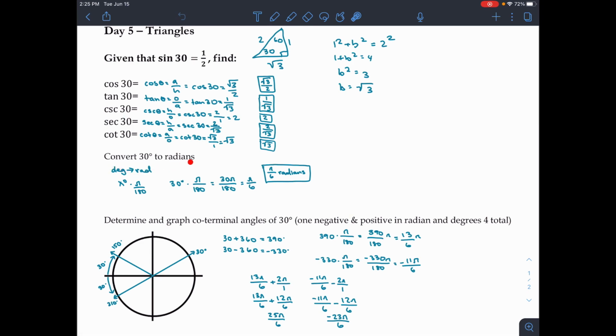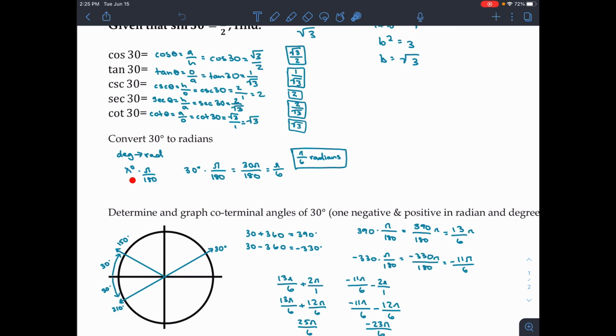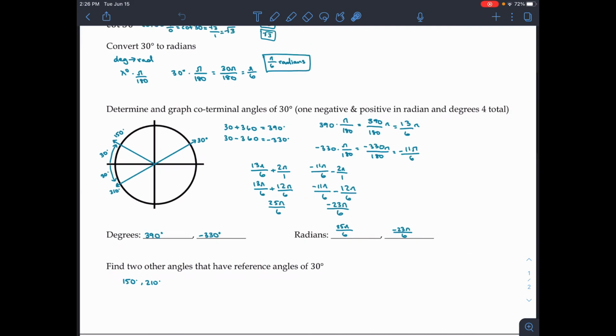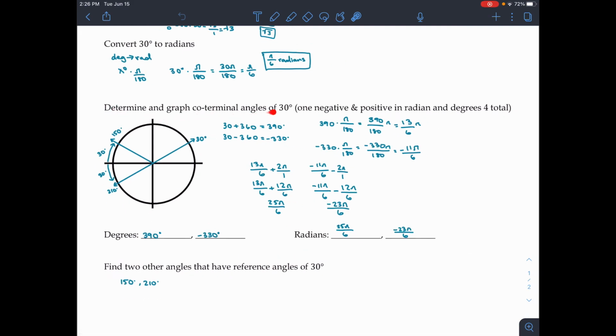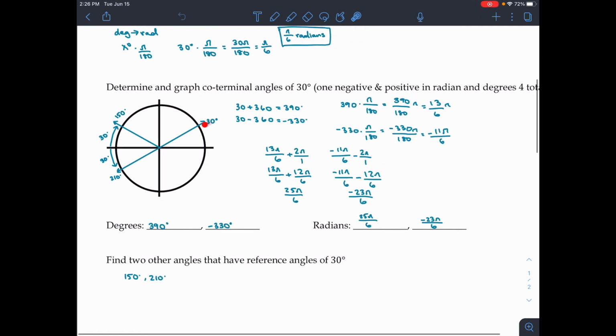Now we convert 30 degrees to radians. To do degrees to radians, we multiply the degrees by pi over 180. So 30 times pi over 180 is 30 pi over 180, which simplifies to pi over 6. So 30 degrees is pi over 6 radians. Now, next question: determine and graph coterminal angles of 30. First we can graph the 30 degrees, which is here. We know this is 0, this is 90, this is 45, and a little bit below that would be 30.